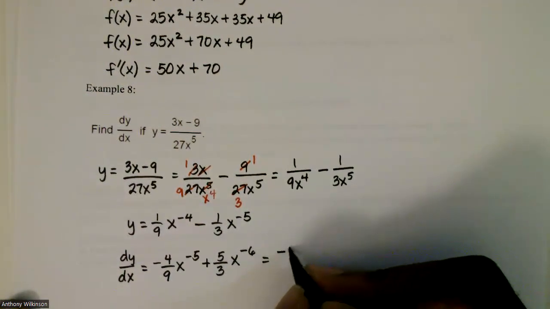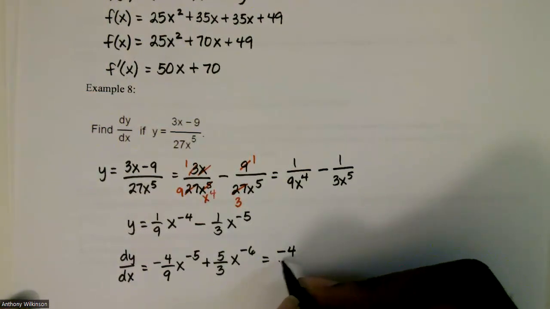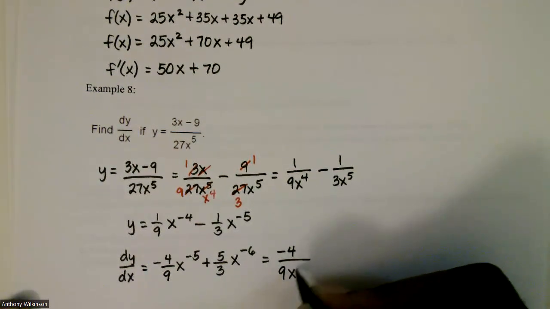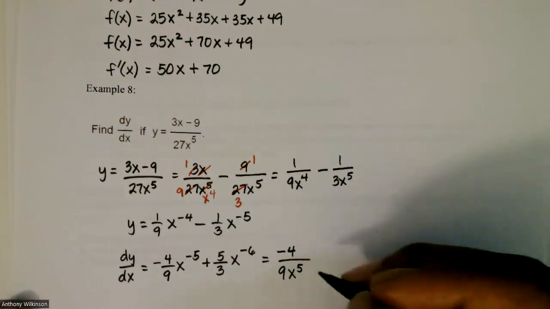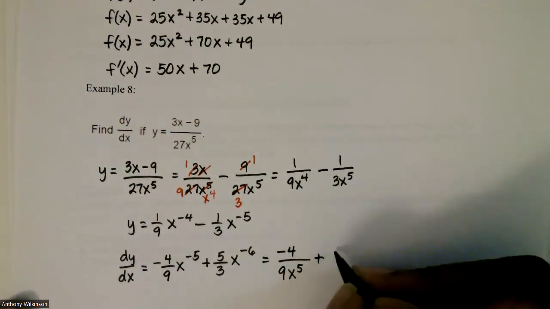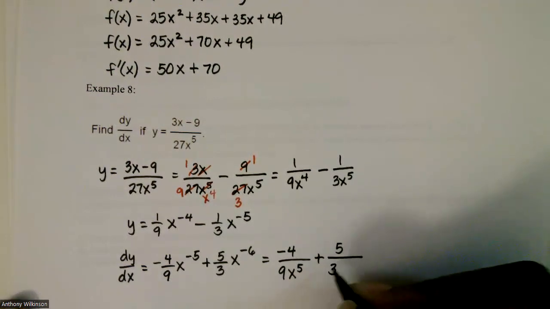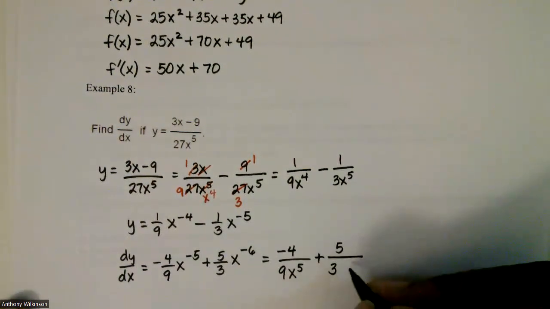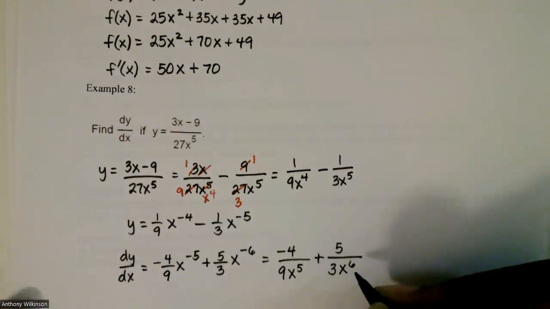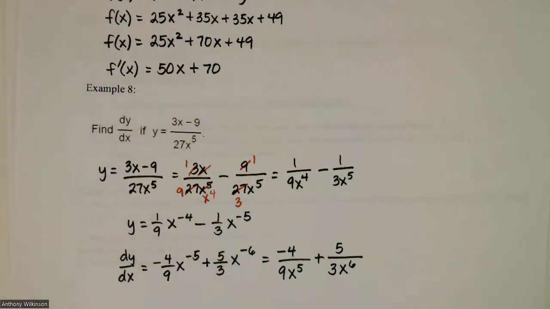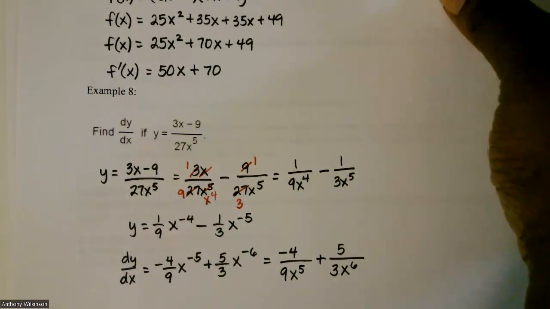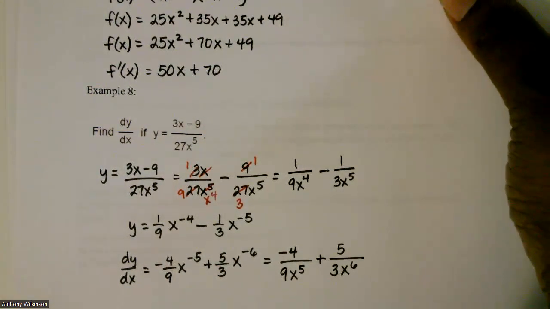Sometimes they may want this for an answer. Negative 4 over 9, and then the x to the 5th will be in the denominator with a positive exponent. And then the 3 remains in the denominator. X to the negative 6 goes down in the denominator as x to the 6th. Okay. They may ask for this form or this one. So that's some more things about rewriting before differentiating, and you might have to do just that.